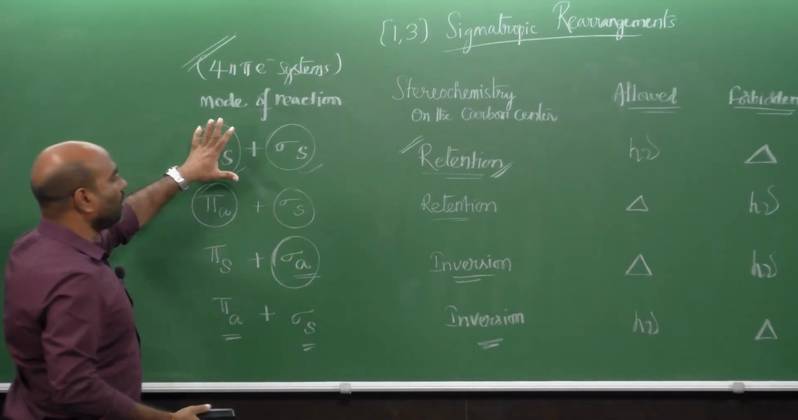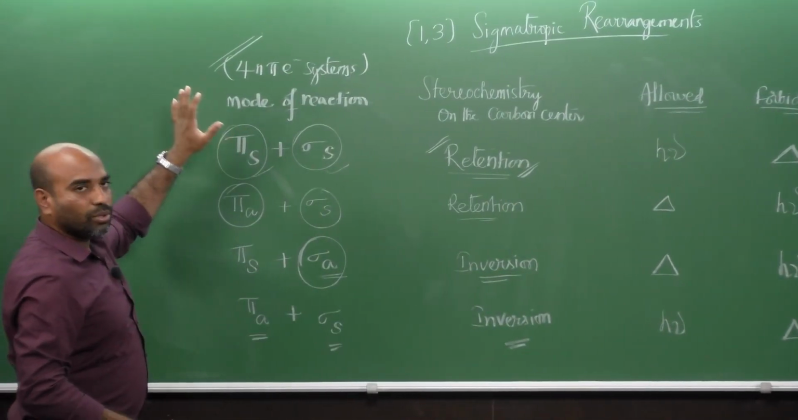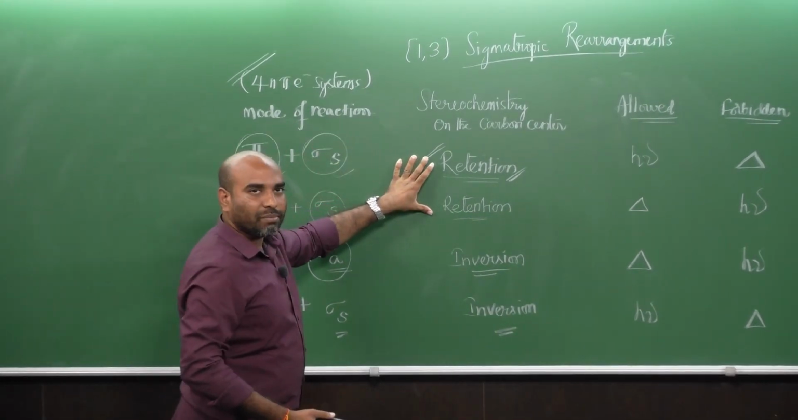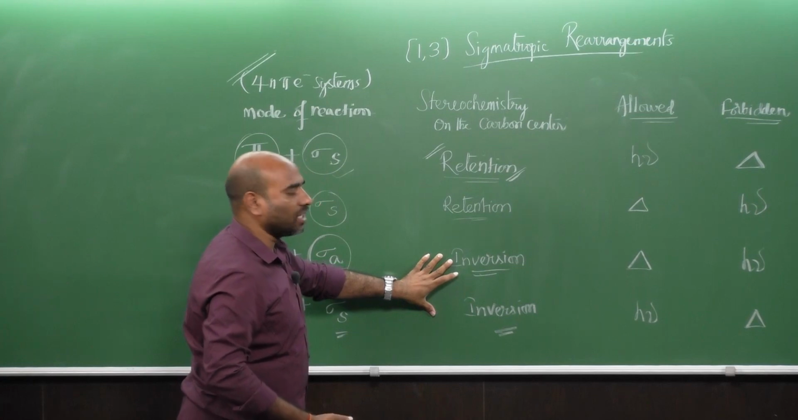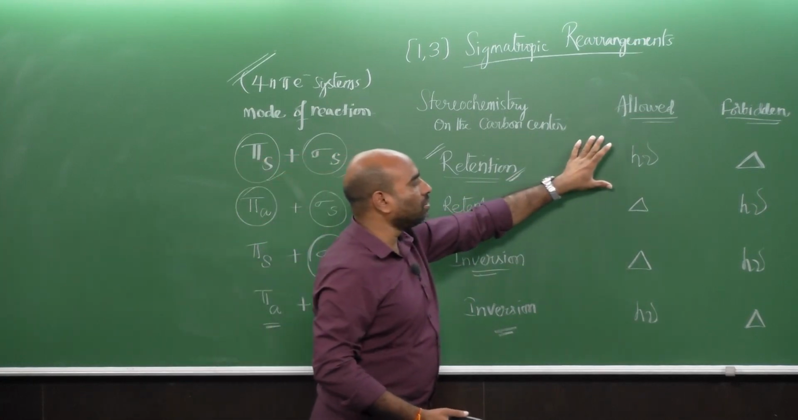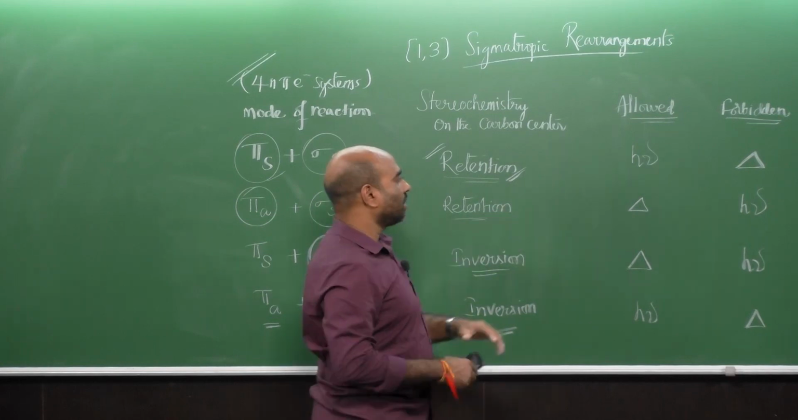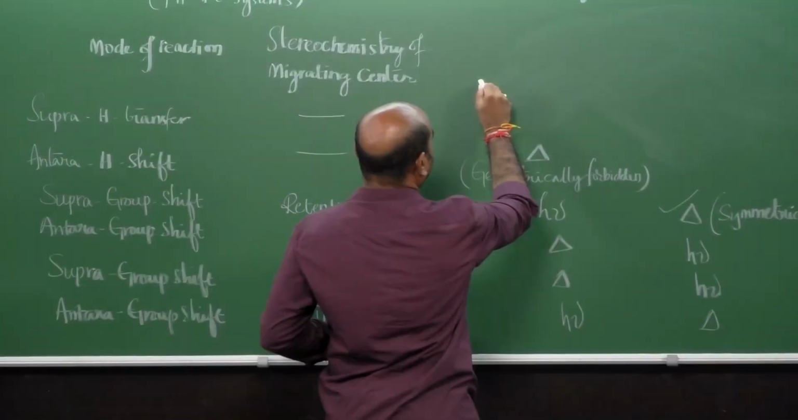So with this table you can clearly understand which mode of interaction, with the retention of configuration at the carbon center or inversion of configuration at the carbon center, is allowed either under photochemical conditions or under thermal conditions. Okay. Example here.